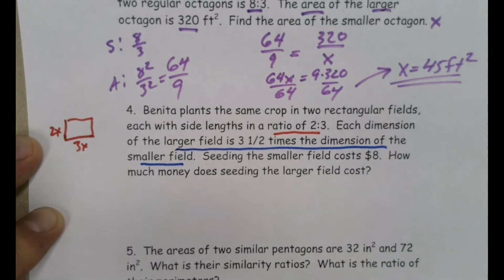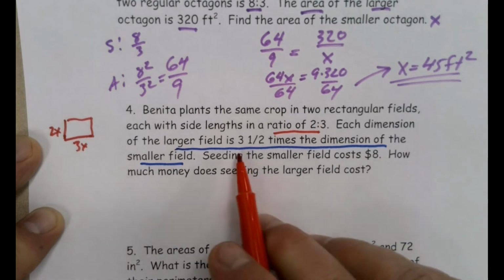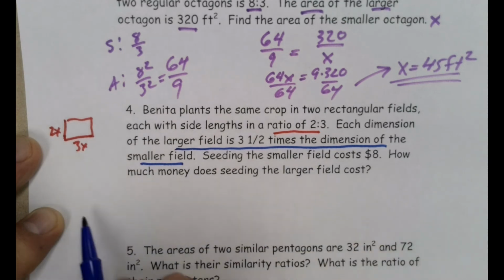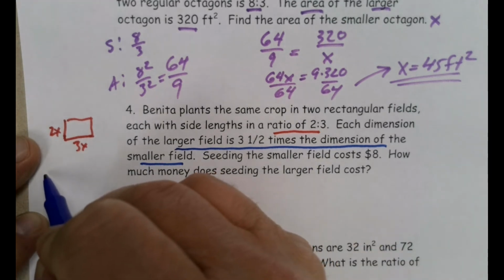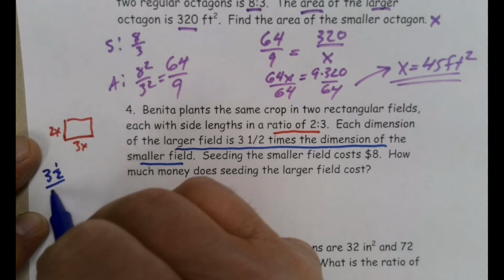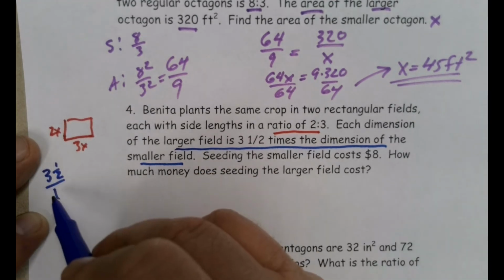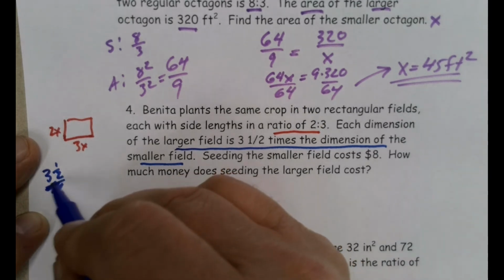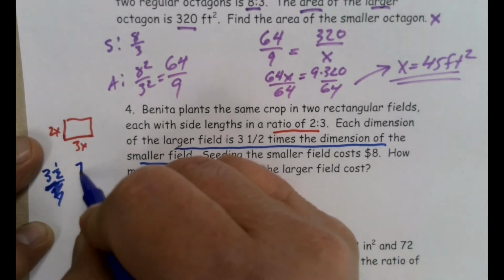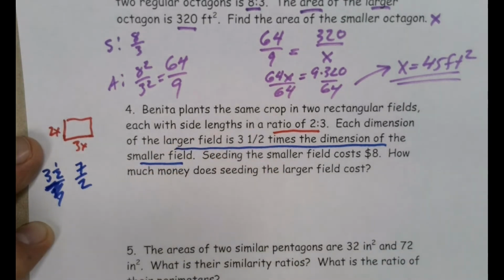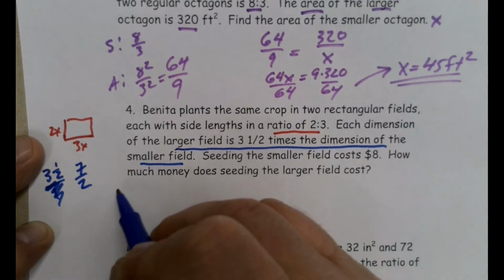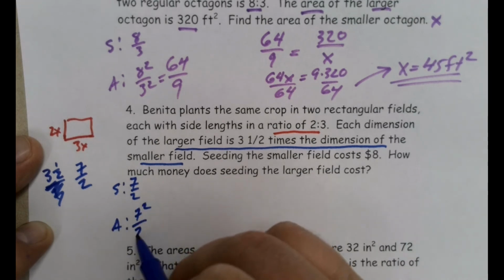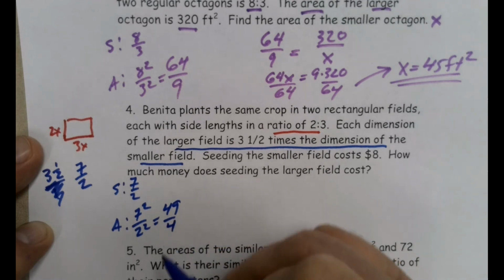Well, that's not my similarity ratio between the two shapes. That's what this 3.5 is. If this is 2, well, the next one is going to be 3.5 times that on the bigger one. So larger to smaller, I'm looking at 3.5 to 1. Well, 3.5 to 1 is the same as 3.5. I'm going to rewrite that as an improper fraction. So 2 times 3 is 6, plus 1 gives me 7 halves. That's my similarity ratio. That's my scale factor. So if that's 7 over 2, for area it's going to be 7 squared over 2 squared, or 49 over 4.